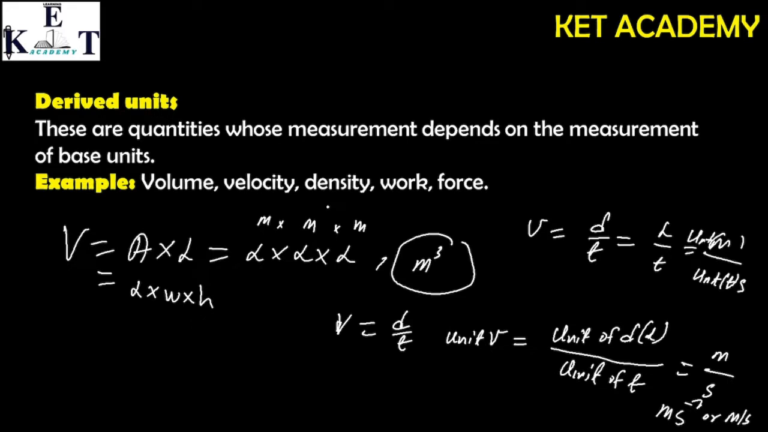The same thing goes for density, which is mass per unit volume, and we already saw that volume is a derived unit and mass is a base unit. So it goes on and on for work, for force, and all of that.